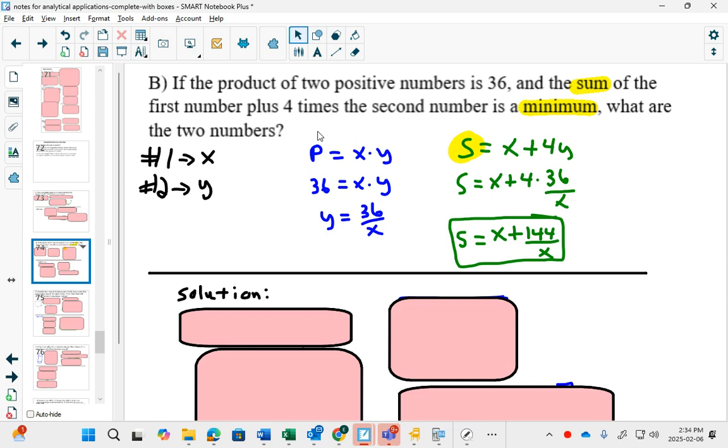So I use the information of the product, and I solved for the y, but it doesn't matter. You could solve for the x or solve for the y. You'll just get the same answer in a different way. But once I've solved for the y, that lets me plug it in, and I get an equation that has only x.